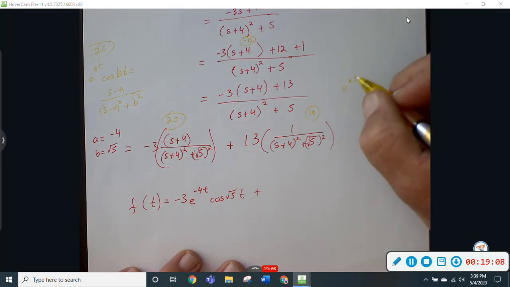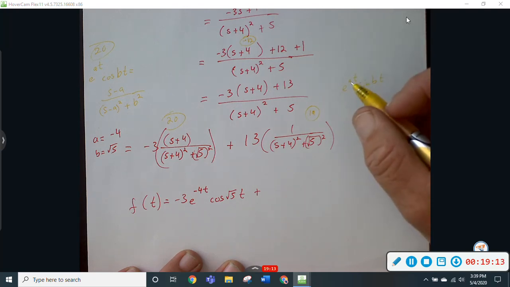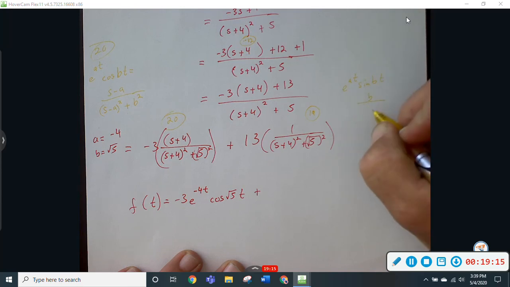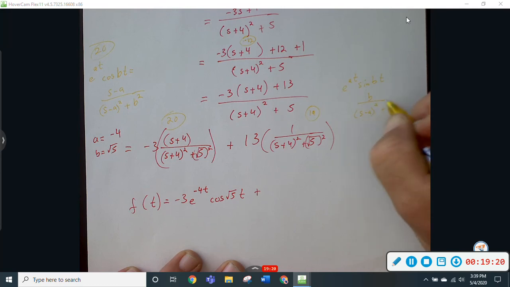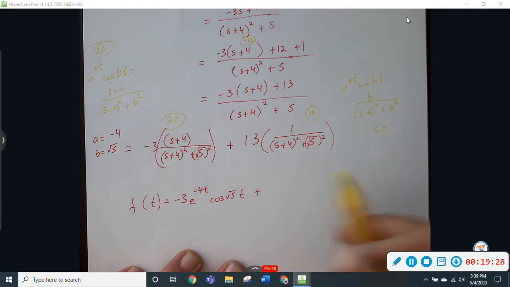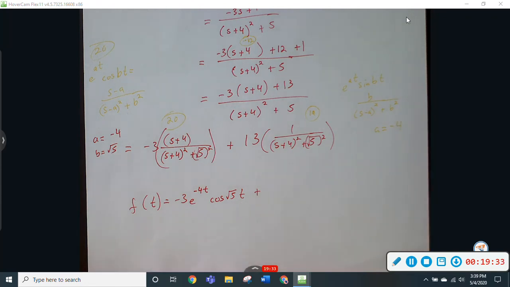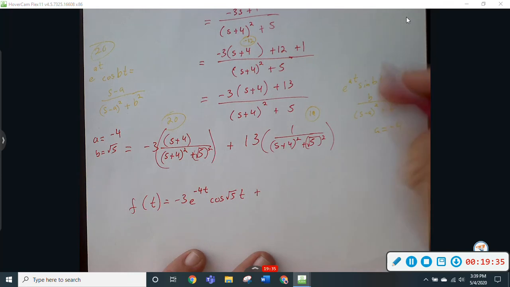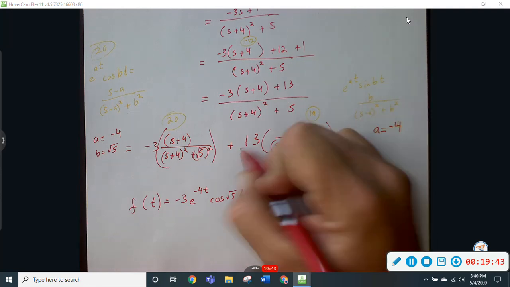E to the at sine bt transforms into b over s minus a squared plus b squared. So identifying some of these pieces from our problem, I have negative 4 again for a. And b needs to be on top, so the square root of 5 is needed there, so I need it here.